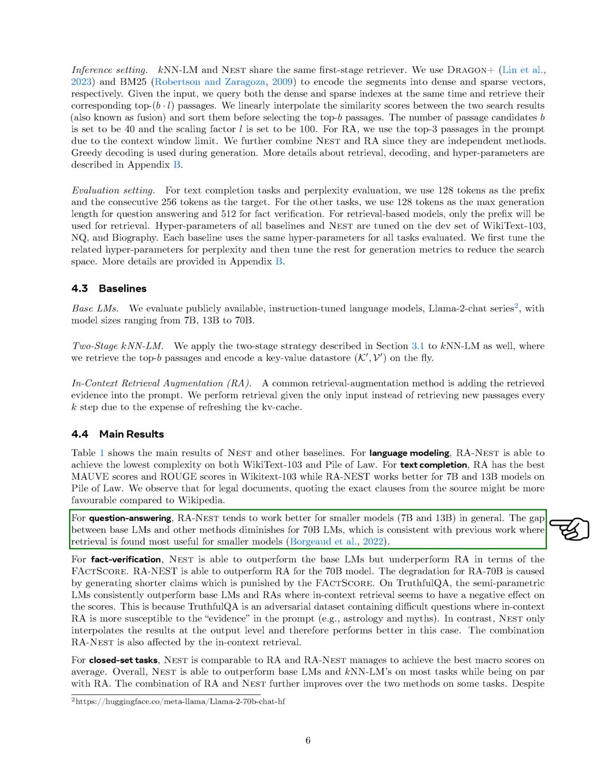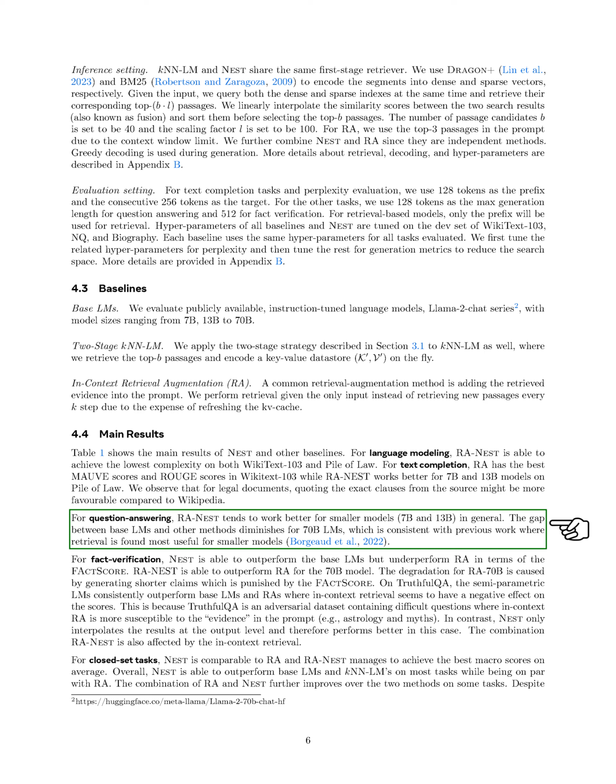The combination of raw NEST is also influenced by in-context retrieval. In closed-set tasks, NEST performs similarly to raw, while raw NEST achieves the best macro scores on AV. Overall, NEST outperforms base language models and kNN-LMs on most tasks and is on par with raw. Combining raw and NEST further enhances performance on certain tasks. Despite the modest improvements, NEST offers better attribution and latency, as we will discuss in the following sections.